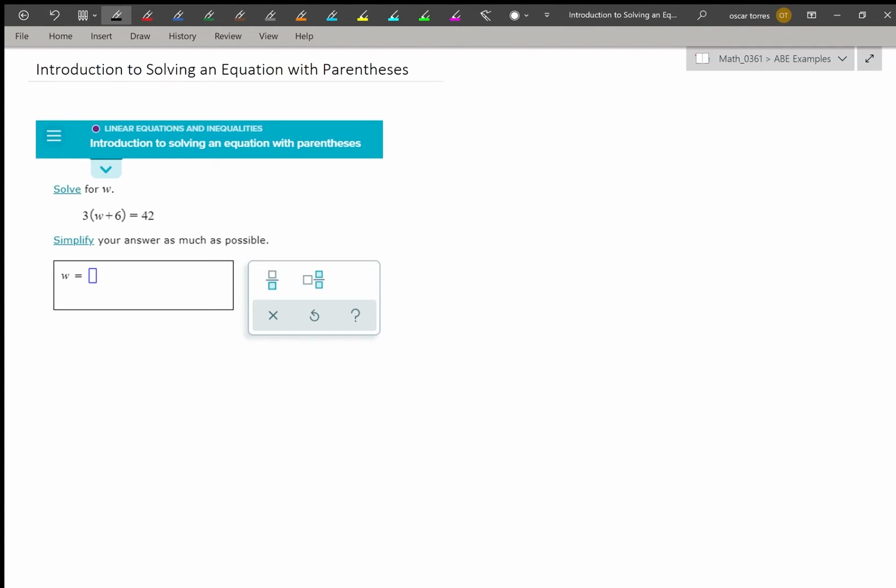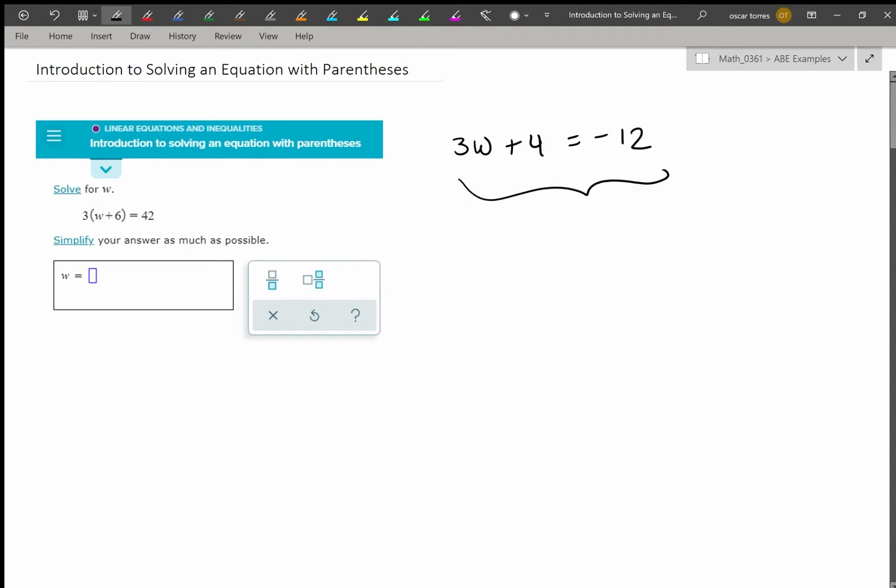Before I continue with the lessons in this video, I do want to point out that I strongly recommend viewing the two-step equation video if you haven't done so already. Because at this point, I am going to expect you to know how to solve problems that look like 3w plus 4 equals negative 12. So if you can solve this problem and other problems similar to this, then you should be able to follow the rest of this video.